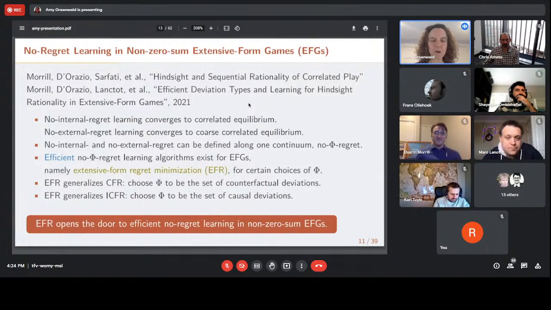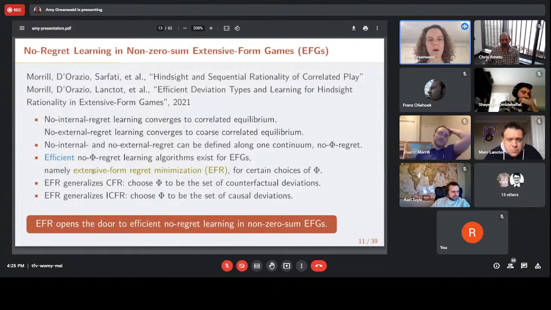What are we doing? Our goal was to sort of mimic my 2003 paper with a broad class of algorithms, a broad class of phi deviations that we could minimize regret with respect to, and then learn the corresponding class of phi equilibria for extensive form games, and to do that efficiently. Remember, we know that internal converges to correlated, external converges to coarse correlated, all that, but we want this all along one continuum.